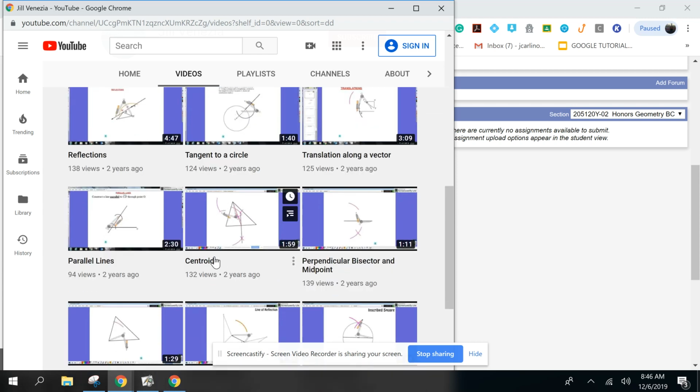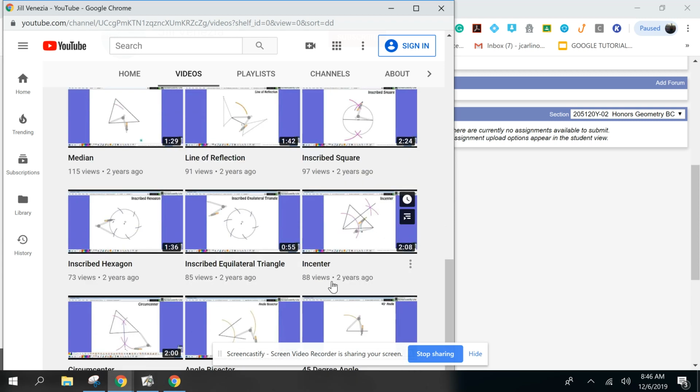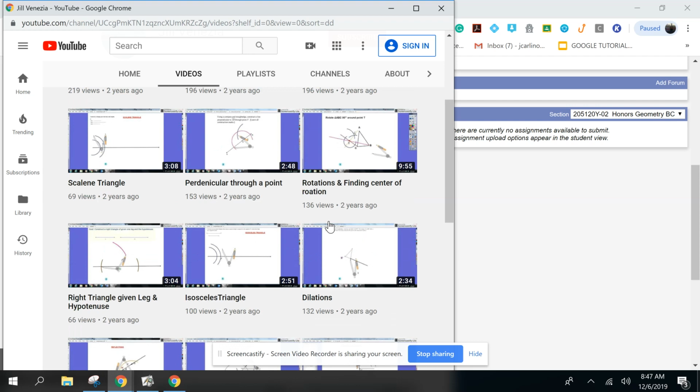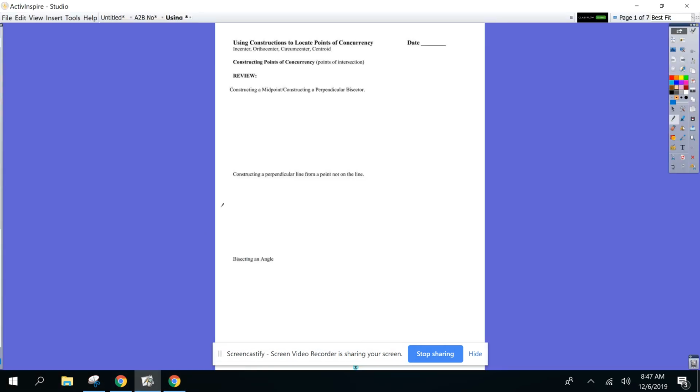Hey, there's altitudes and orthocenters. Oh, there's the centroid. Look at that. There's a median. All right, so you are in center. So you are covered here in case you forget the steps. All right, let's start this thing. First thing we're going to review, constructing a midpoint and a perpendicular bisector. So what you guys need to do with your straight edge right now is just draw a line segment. Draw a line segment for me.